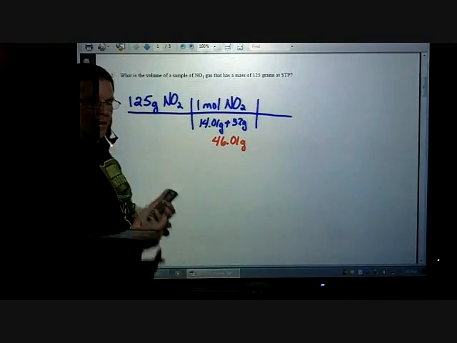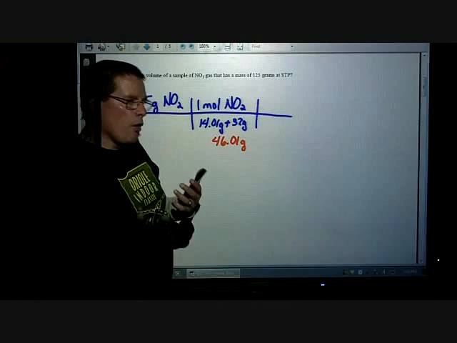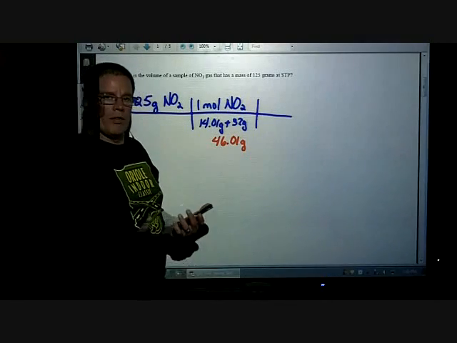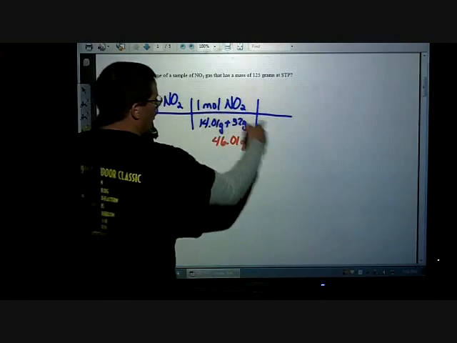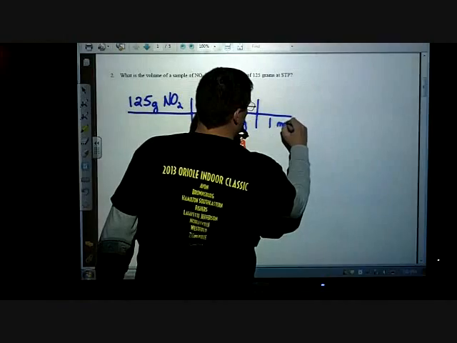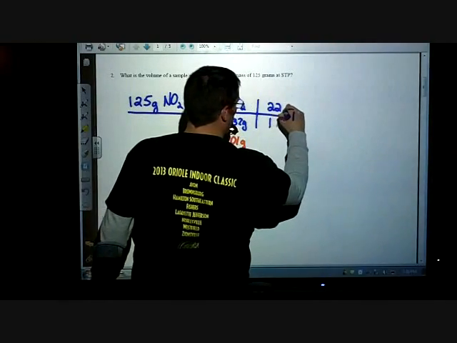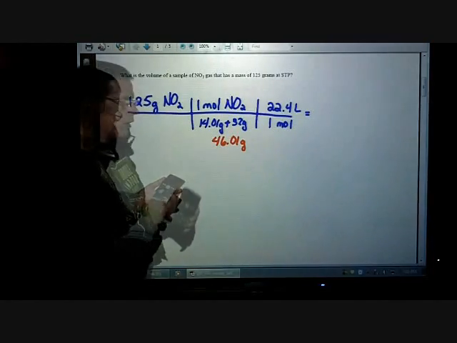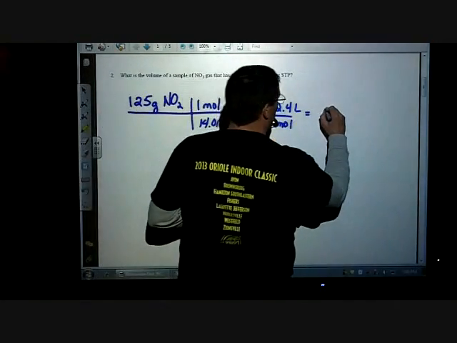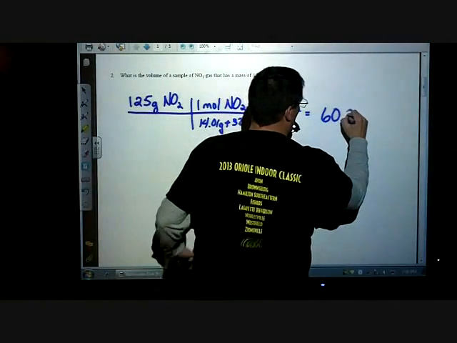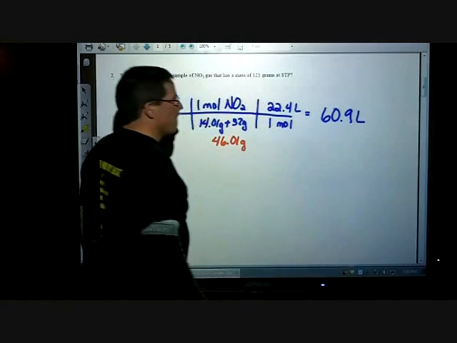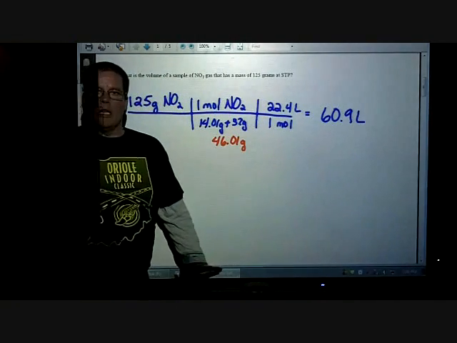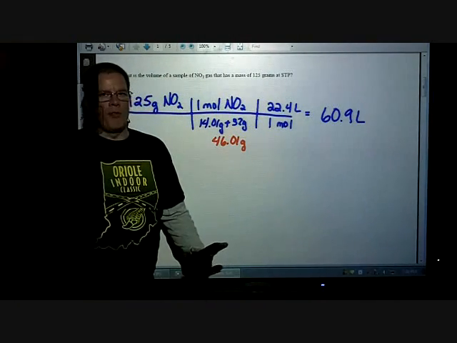And then, what's nice is, if we're at STP, we know that 1 mole of any gas has a volume of 22.4 liters, so move your unit mole down and put 22.4 liters. And that should give us 60.9 liters. If you don't want to see this other way, simply fast forward through the video.